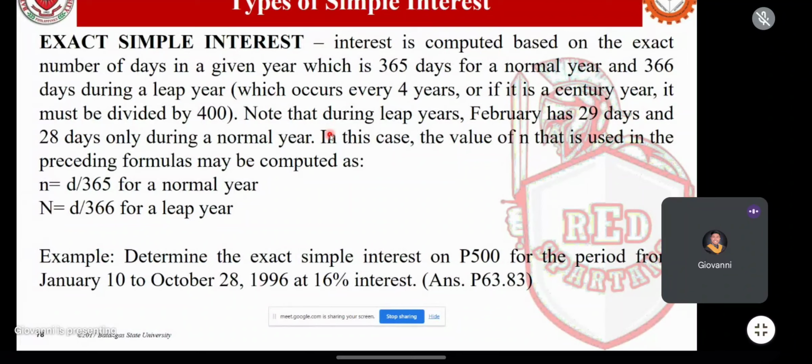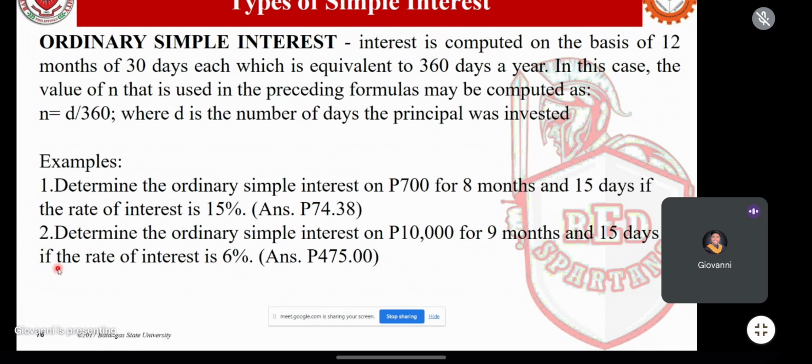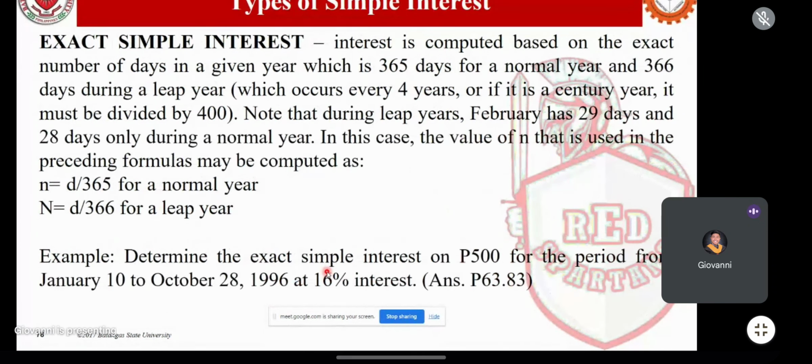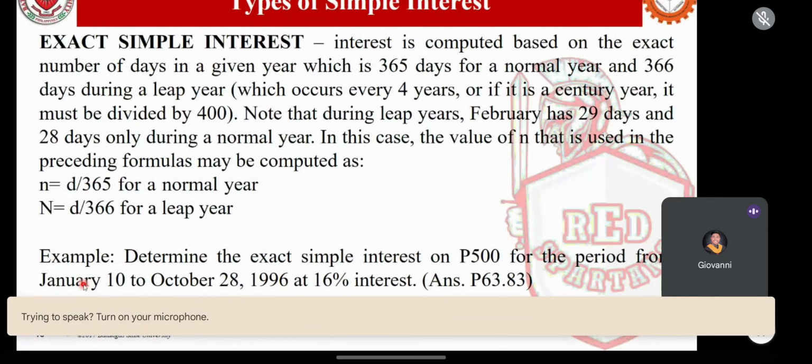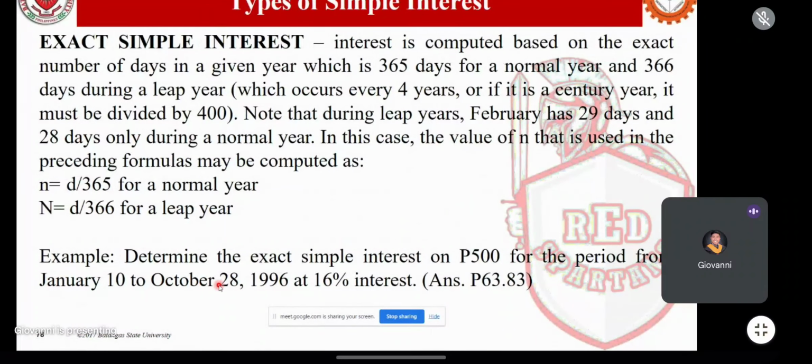For example, determine the exact simple interest on 500 pesos for the period from January 10 to October 28, 1996 at 16%. Okay. So first, exact simple interest, yung mga problem natin is laging nakaganto. You have to compute, hindi kagaya kanina na given na yung months and days. So for exact simple interest kasi most of the problems are ganyan, naka-breakdown siya into time scale from January 10 to October 28.